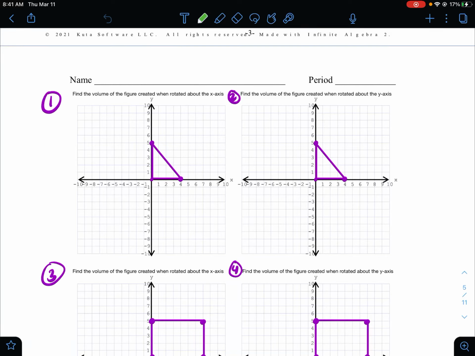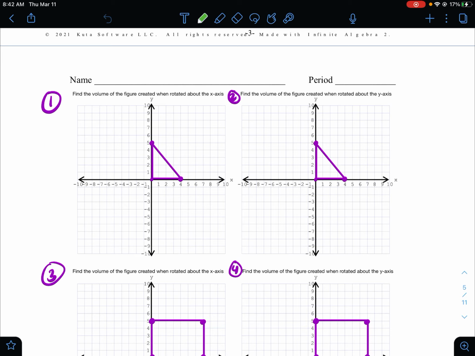Hi Math 3 students. So today we're hopping around a bit, touching a couple of different topics. Today we're going to talk about rotations about the axis and how to calculate the volume of the 3D figures that are formed, all right? So first off, it says find the volume of the figure created when rotated about the x-axis, all right?